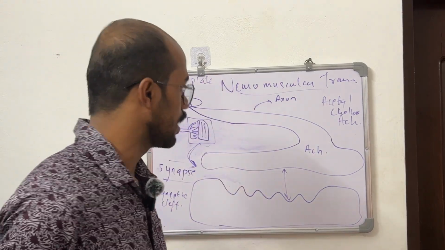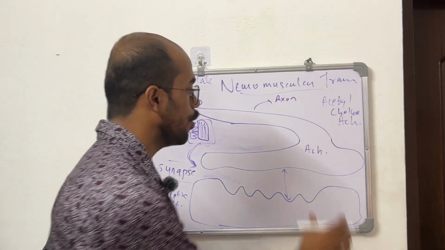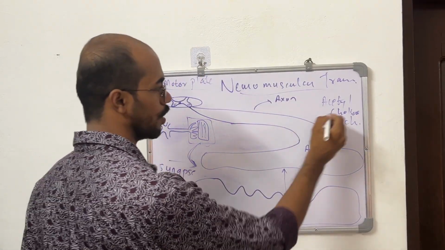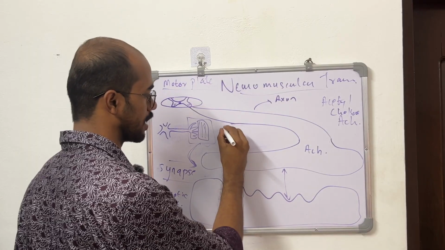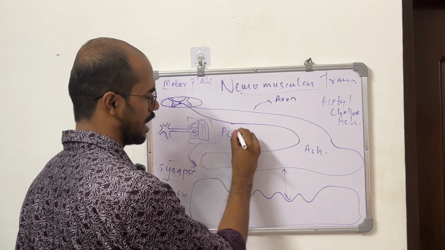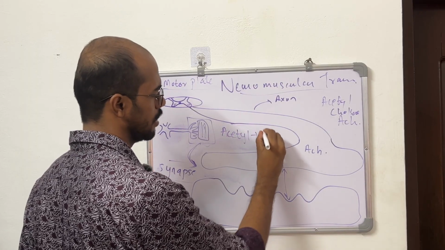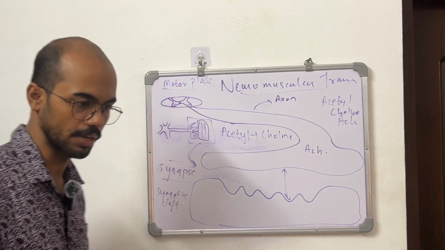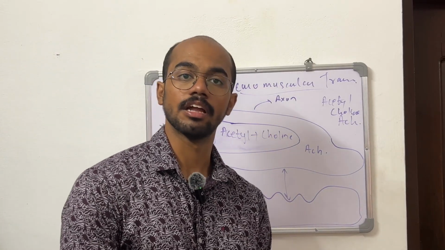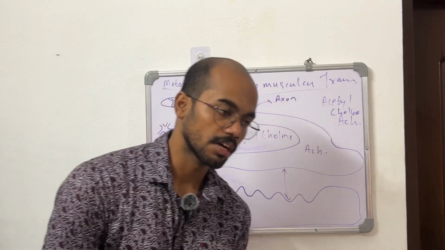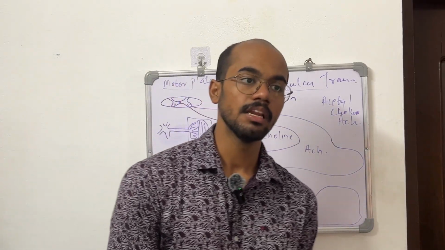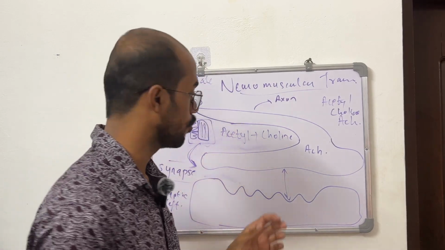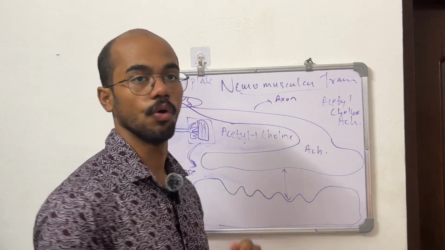Now we need to learn how acetylcholine is formed. Acetylcholine is composed of two components, acetyl and choline. From where do we get this choline? Choline is present in our diet. The food we eat which is rich in protein, this protein is broken down and used to produce choline.